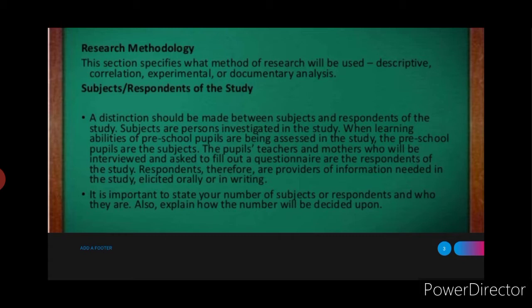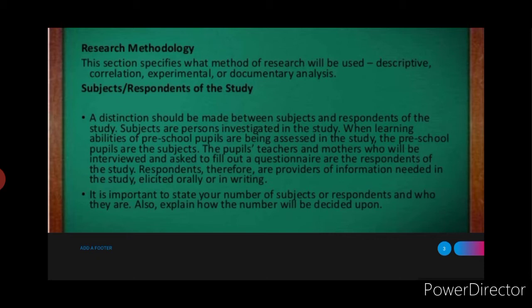For example, when learning abilities of preschool pupils are being assessed in the study, the preschool pupils are the subjects. Then the pupils, teachers, and mothers who will be interviewed and asked to fill out a questionnaire are the respondents of the study. Respondents, therefore, are providers of information needed, elicited orally or in writing. It is important to state your number of subjects or respondents and who they are, and also explain how the number will be decided upon.